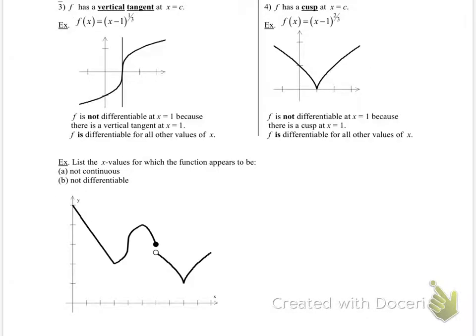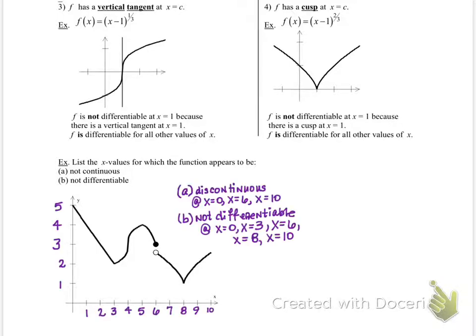List the x values for which the function appears to be discontinuous and not differentiable. Go ahead and do that. Pause your video and try to figure that out on your own first. Okay, so you should have been able to find the points of discontinuity fairly easily. You may have forgot to include the endpoints. Try to remember those little endpoints. They seem unimportant, but there are no arrows there, so that means that it doesn't keep going.